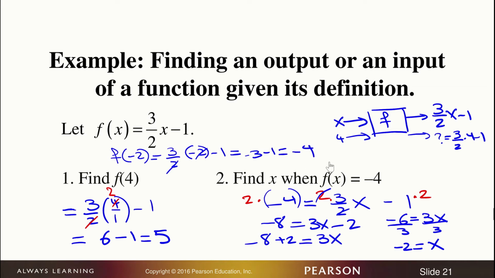You see? So this time we were given the input 4, asked for the output f of 4. Here we're given the output -4, so we're given a number from this side, and we're asked what's the input? What's the input on this side that if we plug it into this function will give us that output? That's what we're doing.